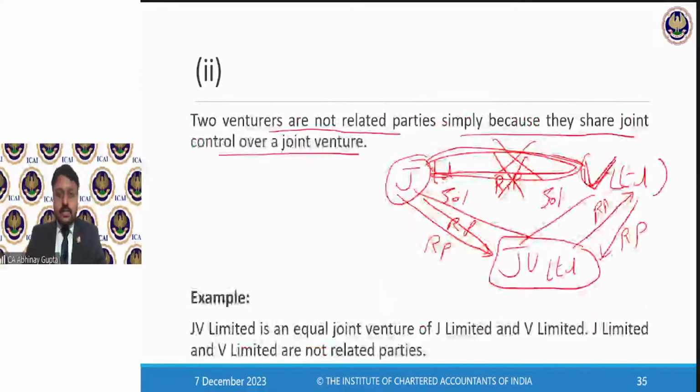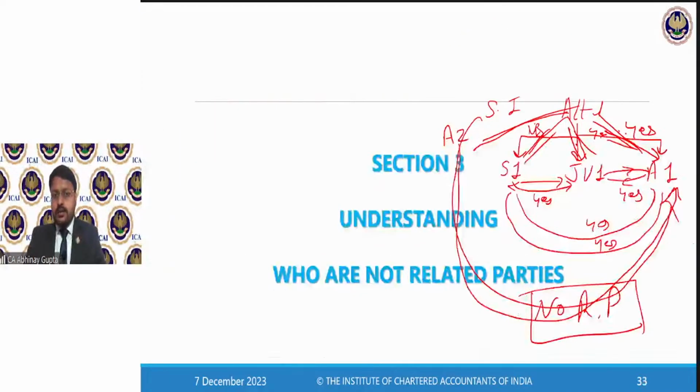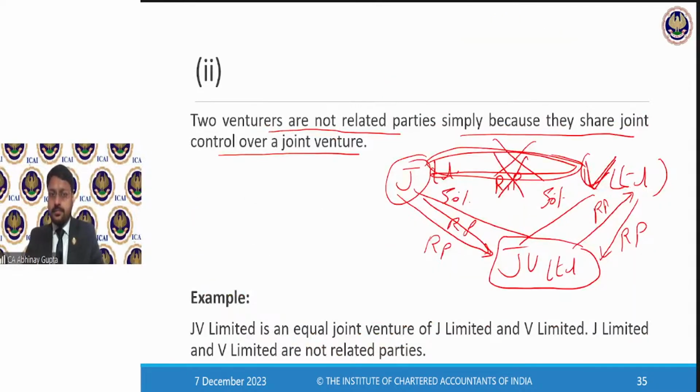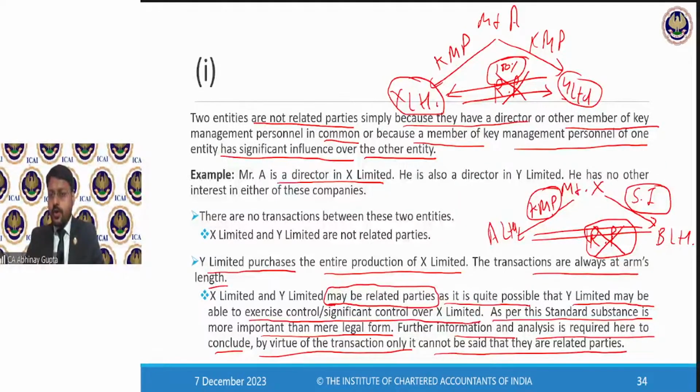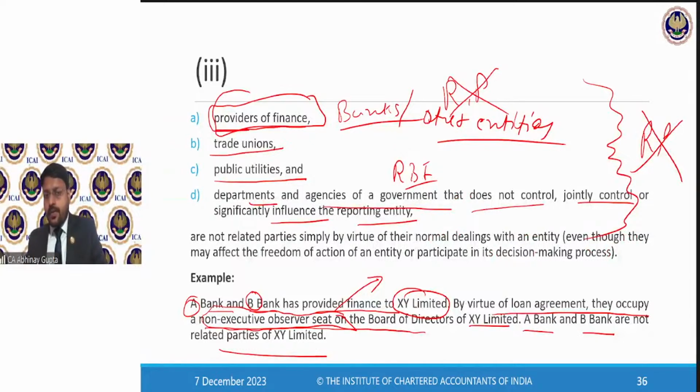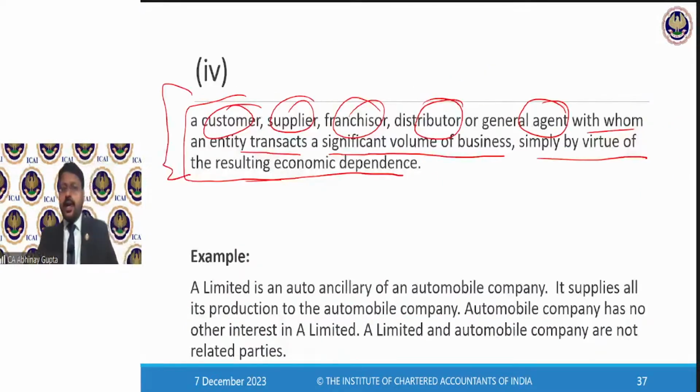So that's it, I think. These are the 4 clauses which are there in the standard, explaining which parties will not be treated as related parties, right? So by virtue of a common director, it will not be related. By virtue of a JV, the JV owners will not be related. And providers of finance, trade unions, public utilities, government agencies will not be related by default. And customer, supplier, franchisor, distributor, and agents, etc., will not be related, right?